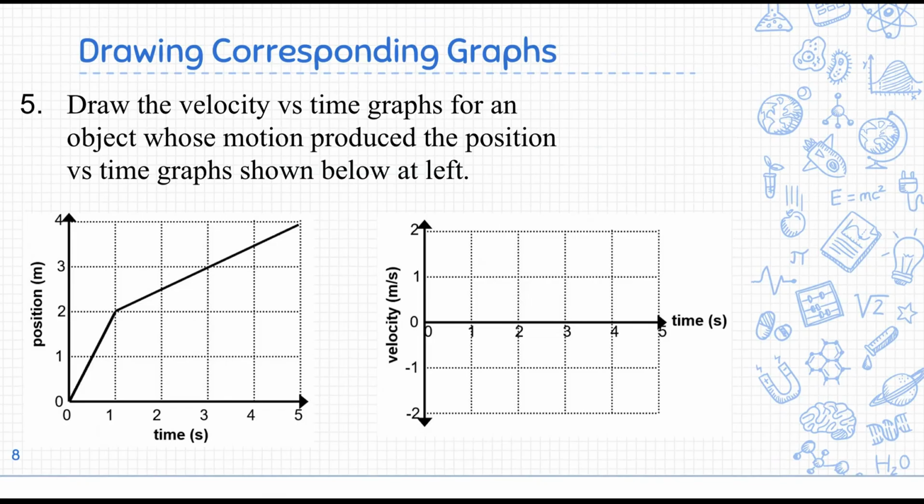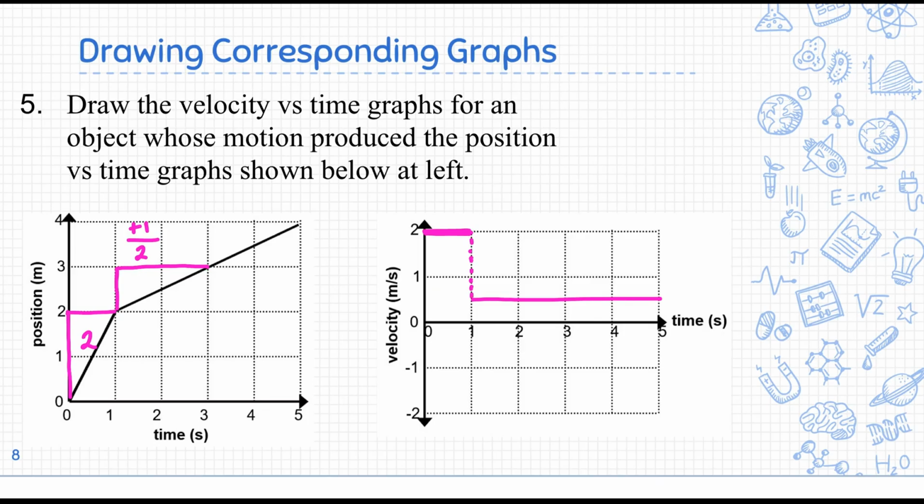And last but not least, we have this nice one here. We're going up 2 over 1. So this is a slope of 2. So that means my velocity is 2 between 0 and 1 second. And then this part is up 1 over 2. So up 1 over 2 is going to be a slope of 1/2. So that's going to be right here. And again, I'm going to connect those two lines with a dotted line.